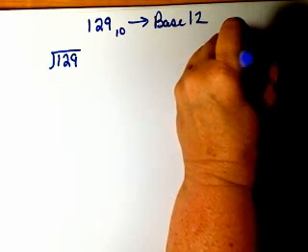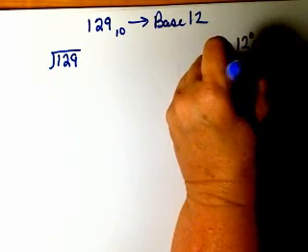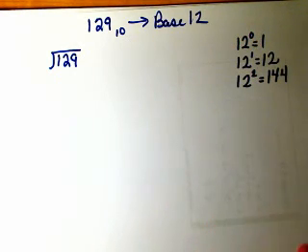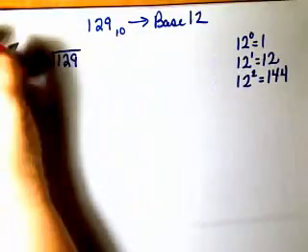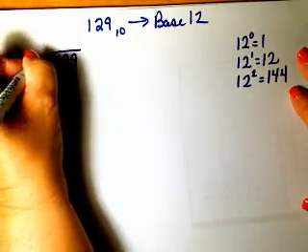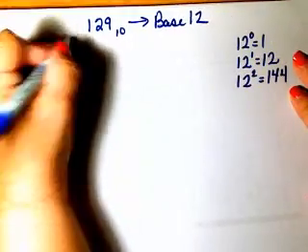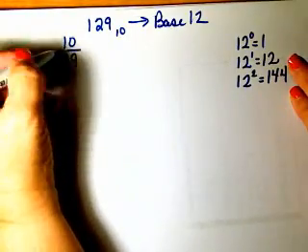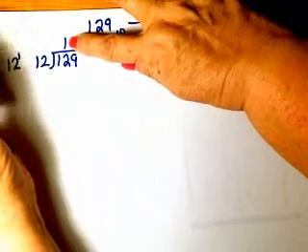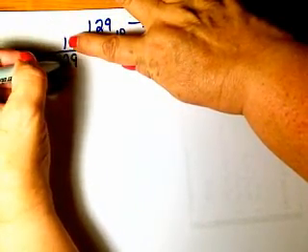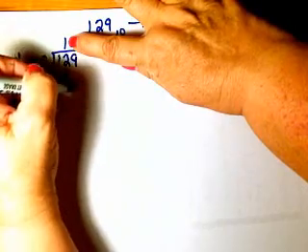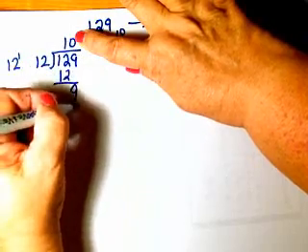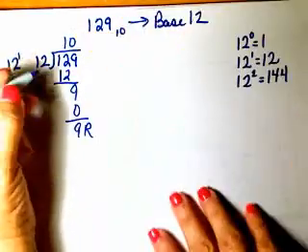12 to the 0 is 1, 12 to the first is 12, 12 to the second is 144. Okay, so then I'm going to divide this by 12 because 144 won't go. That's actually 12 to the first power. It goes 10 times. Let's actually do the division process. 12 into 12 goes 1. Bring down your 9. 12 into 9 won't go, so 0 times 12 is 0, and I have remainder 9.